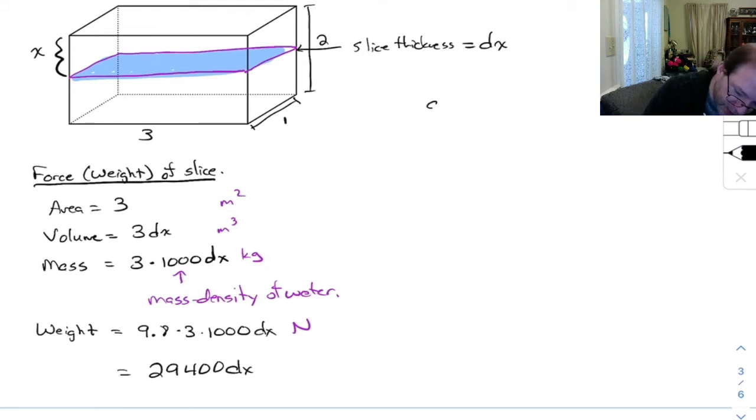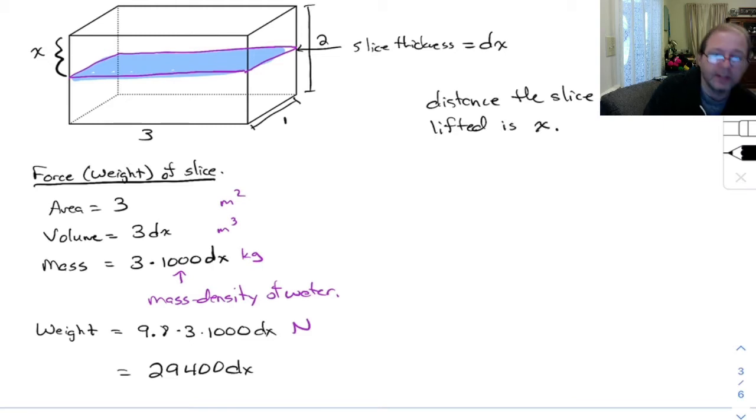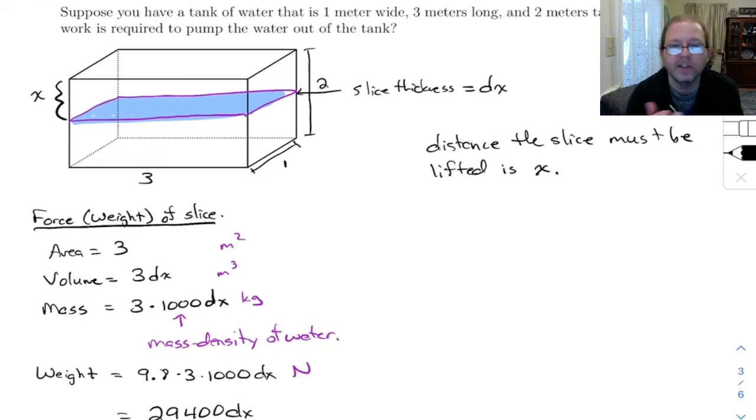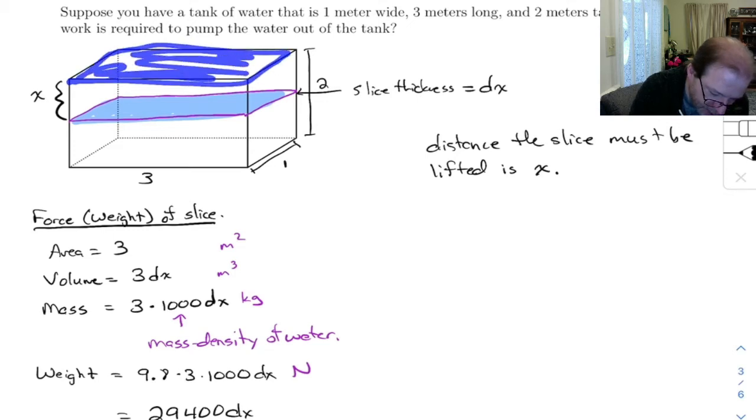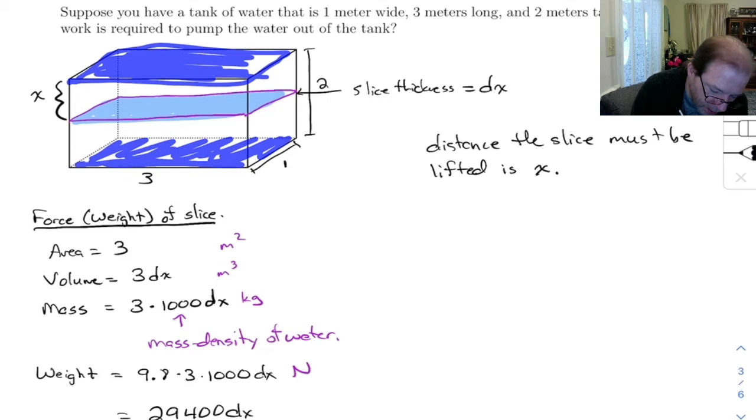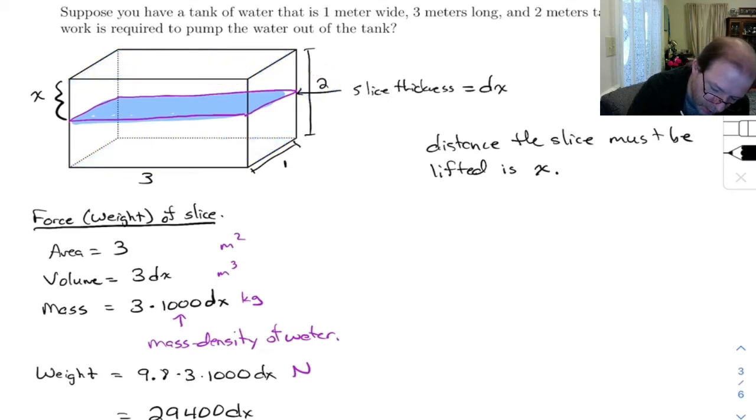Okay, the distance the slice must be lifted, in this case, is just x, because we have to lift it from wherever the slice is up to the top. And what are the extreme values of that x? Well, at the top, if we think about the very top slice of water, it has to be moved 0, because it's already at the top. And at the bottom, this has to be moved the full depth of the tank. What is the depth of the tank? 2. So the distance the slice has to be moved is x, and x ranges from 0 to 2.